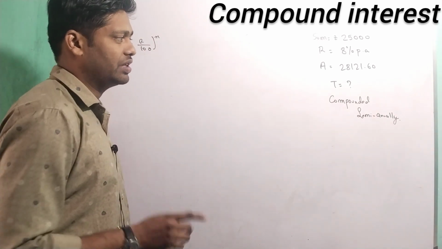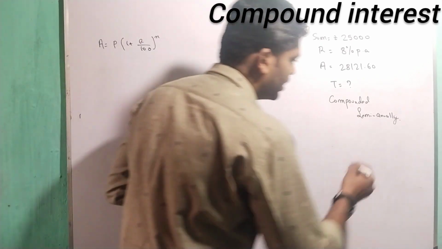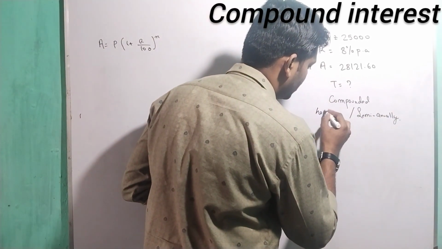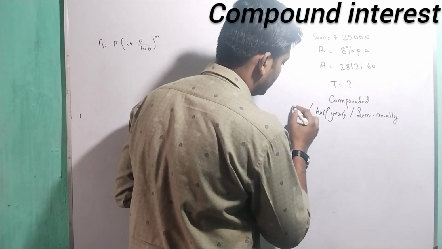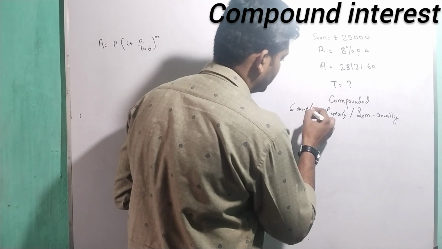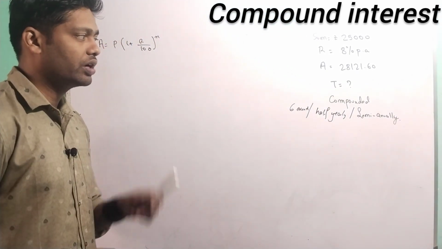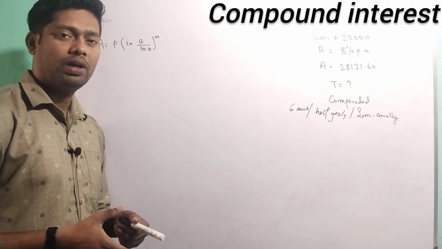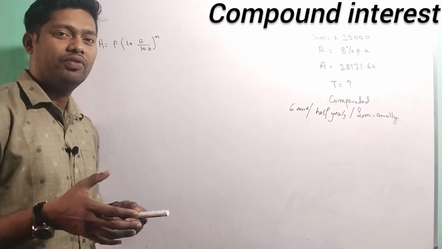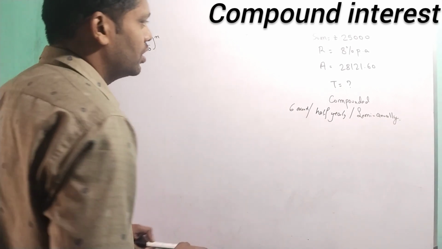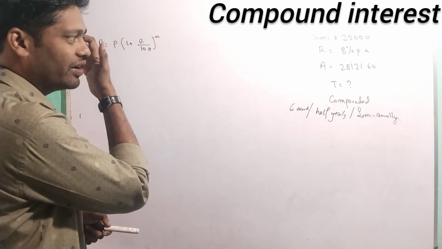You know what we mean by semi-annually? Semi means half of a year. Half of a year means you can say directly it is half yearly, or you can say 6 months. Whatever it may be, they will try to confuse you, but don't get confused. All things are the same, as I already discussed in my previous videos about the conversion period and how they will play with the terms and confuse you. Don't get confused.